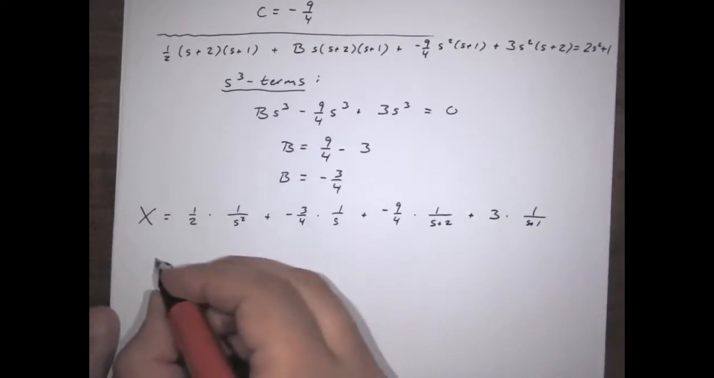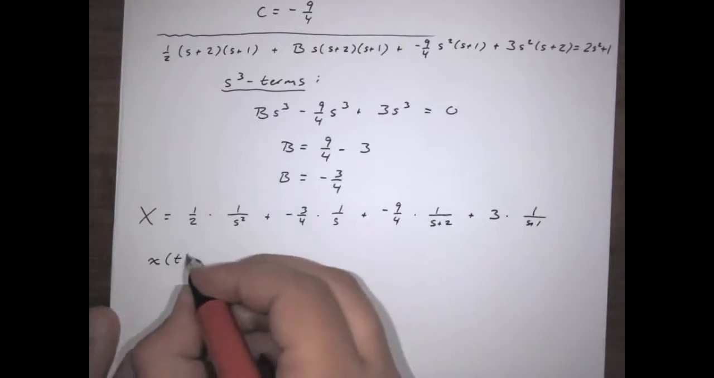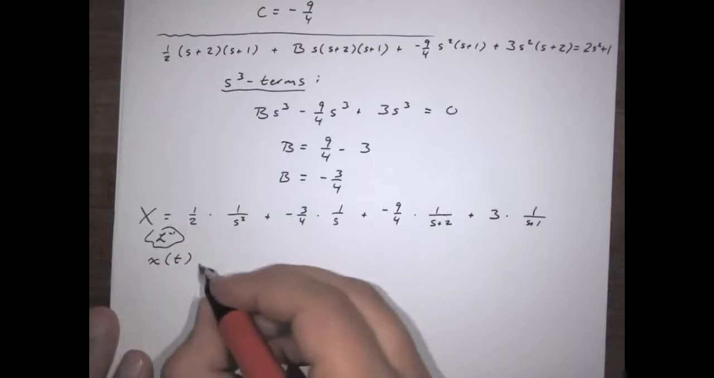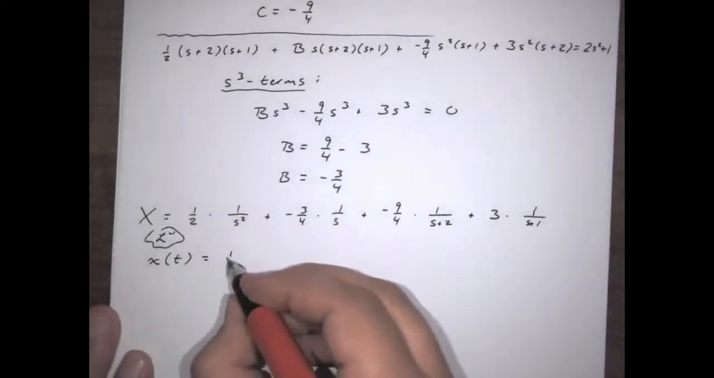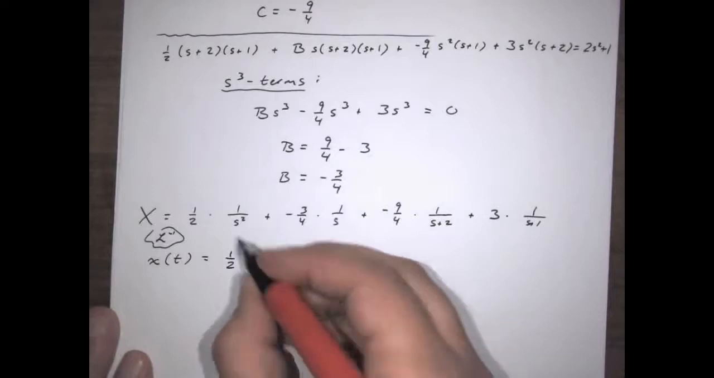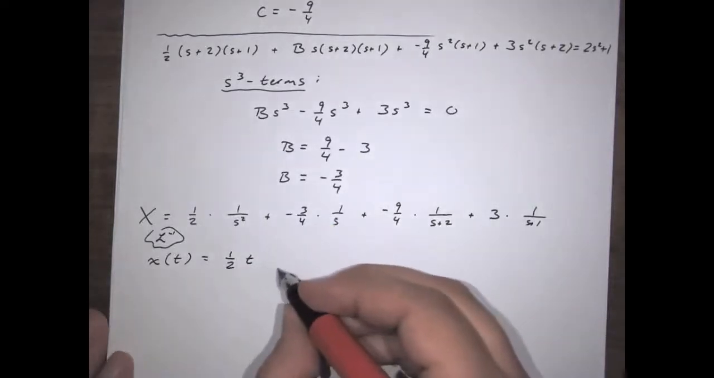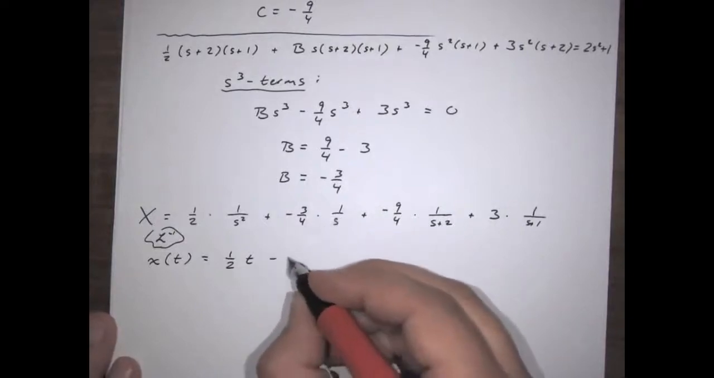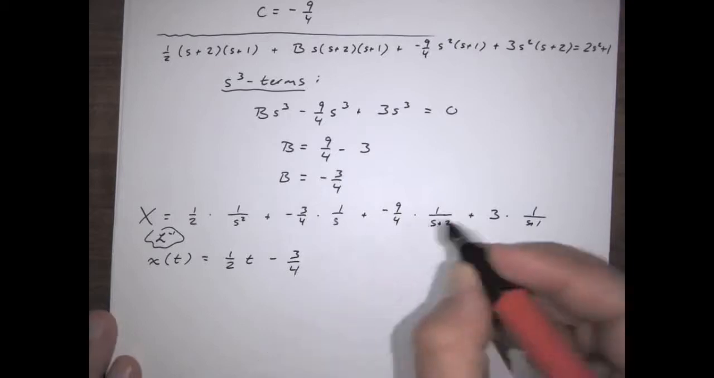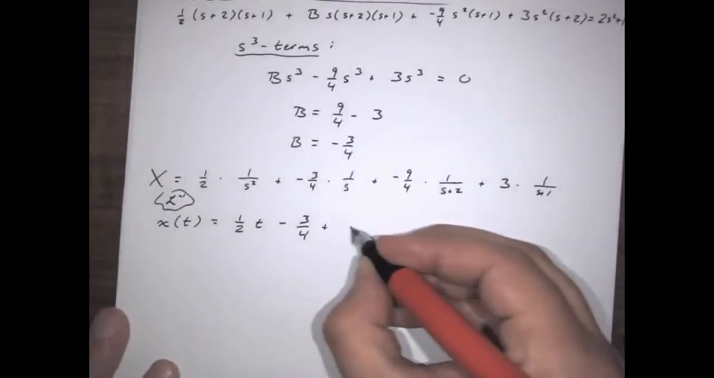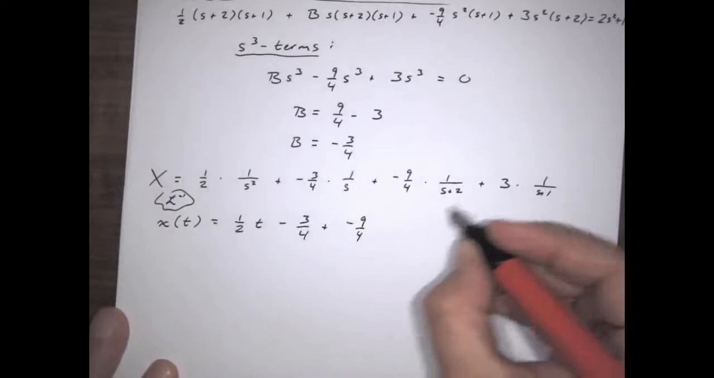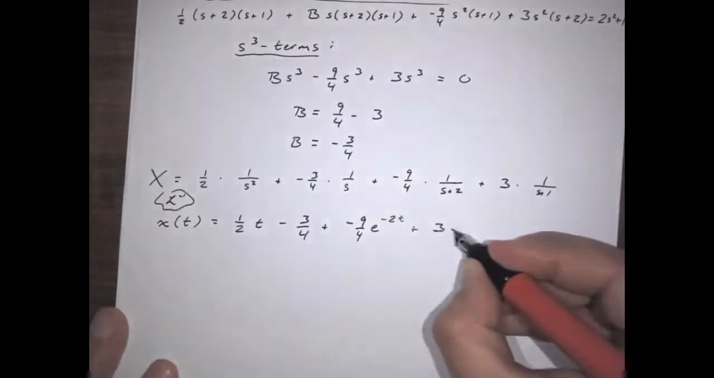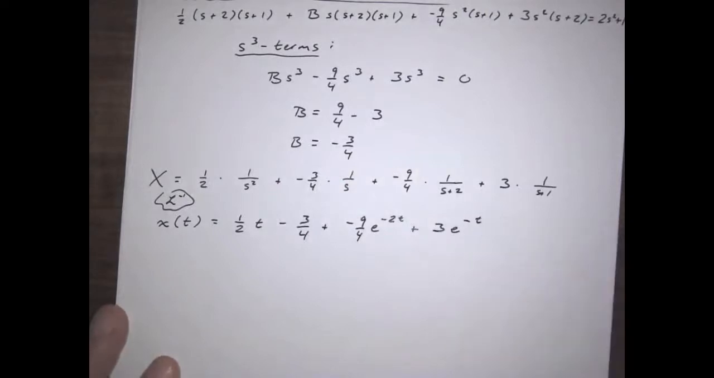And then by using the inverse Laplace transform, we have 1/2. Now the 1/2 is going to be attached then to just a t, because that's the inverse Laplace transform of 1/s squared. Here, 1/s, that's just a constant, so it's going to be minus 3/4. Here we're going to have plus negative 9/4, and this is going to be an e to the negative 2t, and plus 3 times e to the negative t.